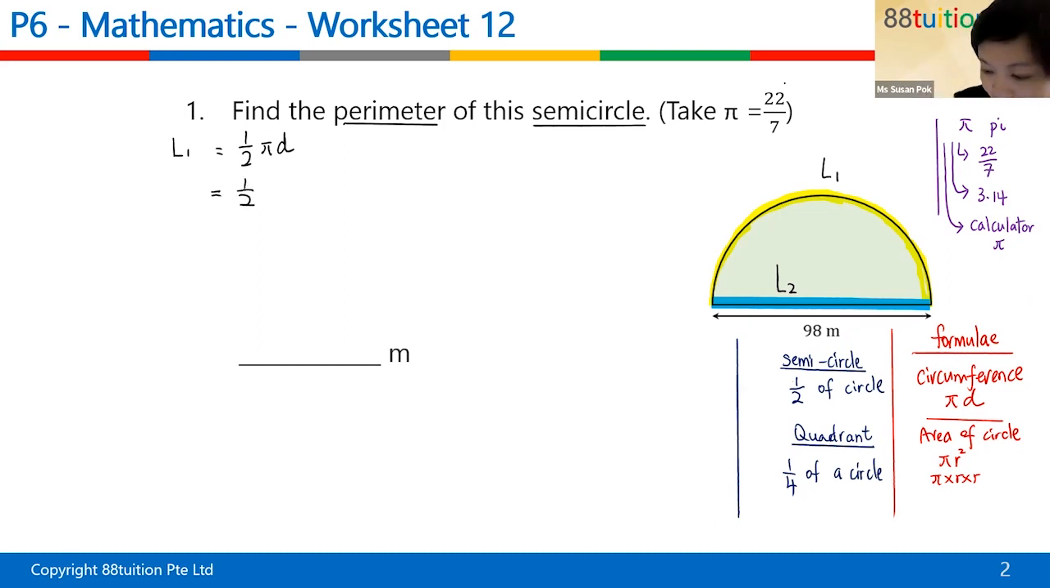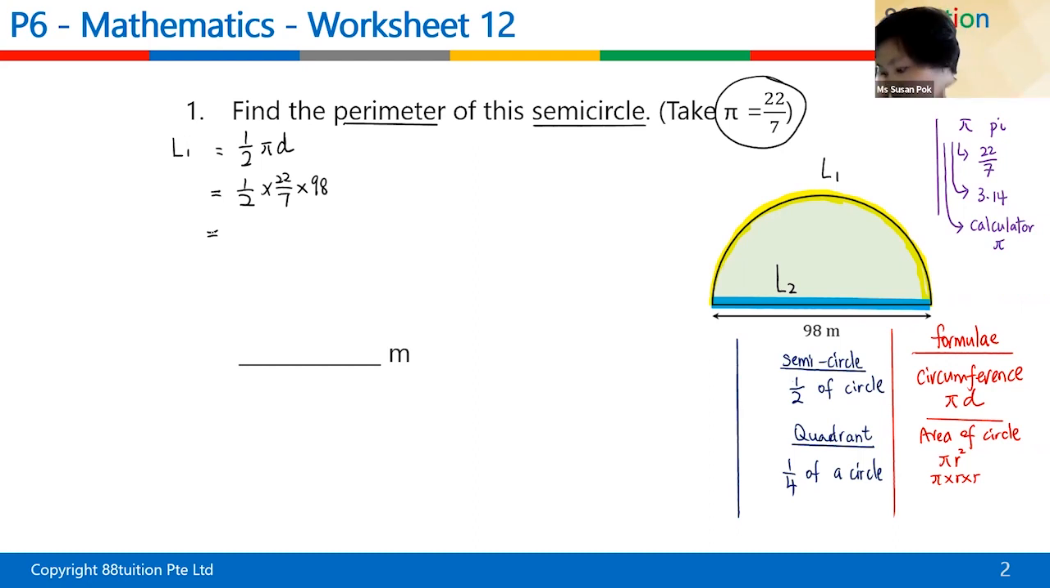Then I look for the pi. The pi is given to you as 22/7, so I just replace it with pi. And what is my diameter here? The diameter is 98 meters. Okay? All right. So this is easy because you can use a calculator.